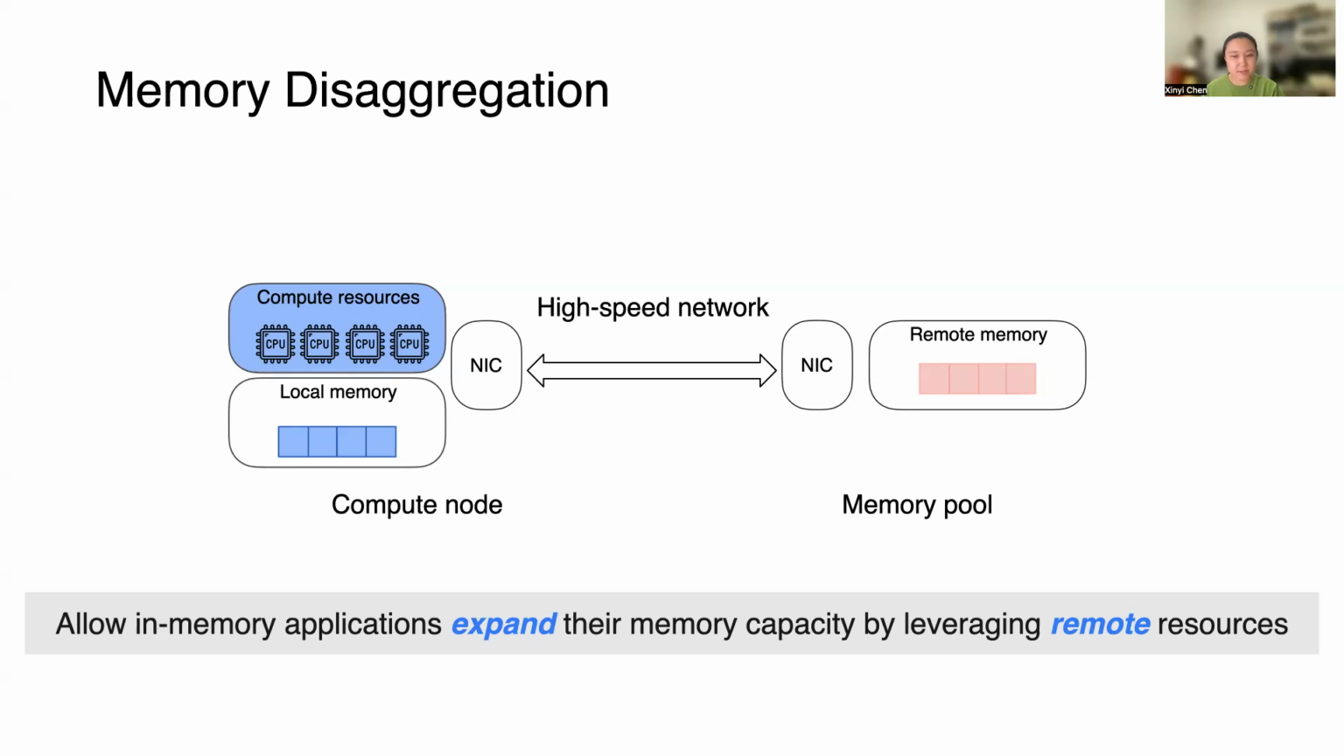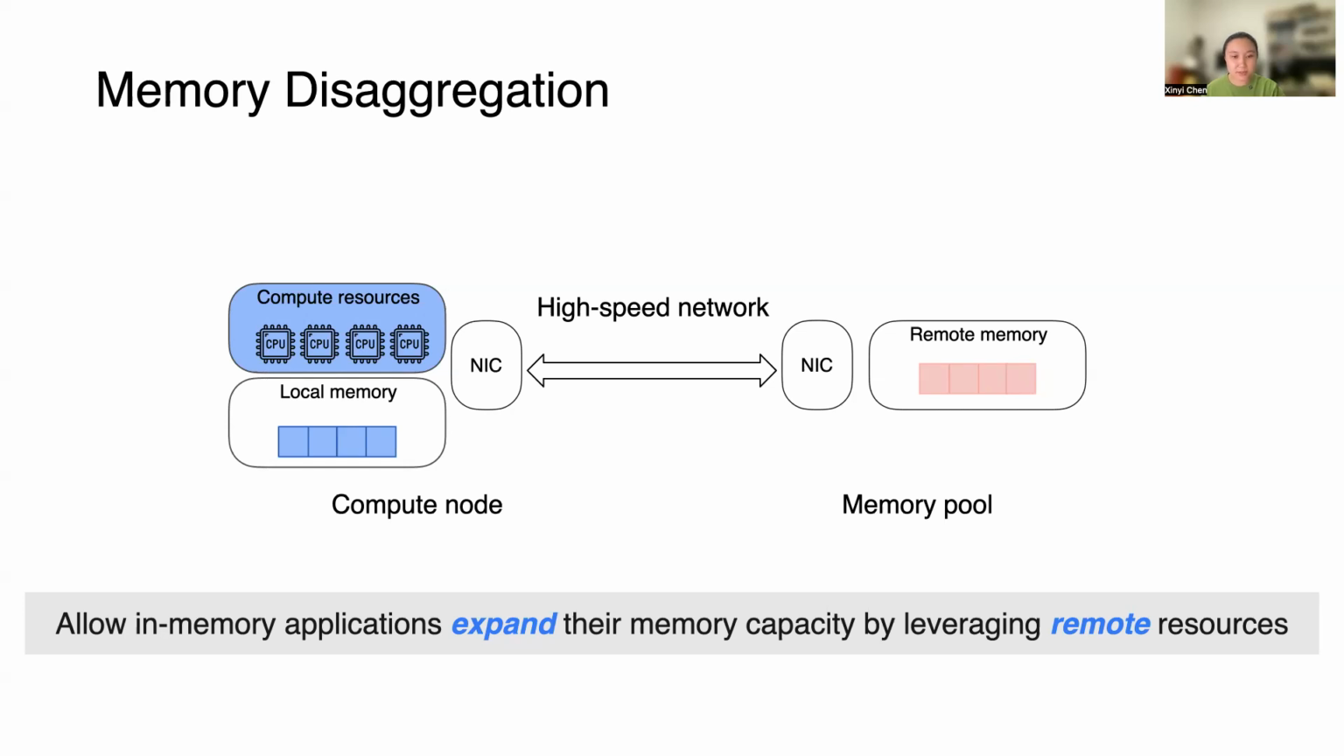Imagine there is an application running in the compute node. It can access its local memory and local compute resources. In the meantime, it can also access the remote memory. This gives the application an illusion that it has a large memory pool, and the application can achieve good throughput even when the working set gets larger than local memory.